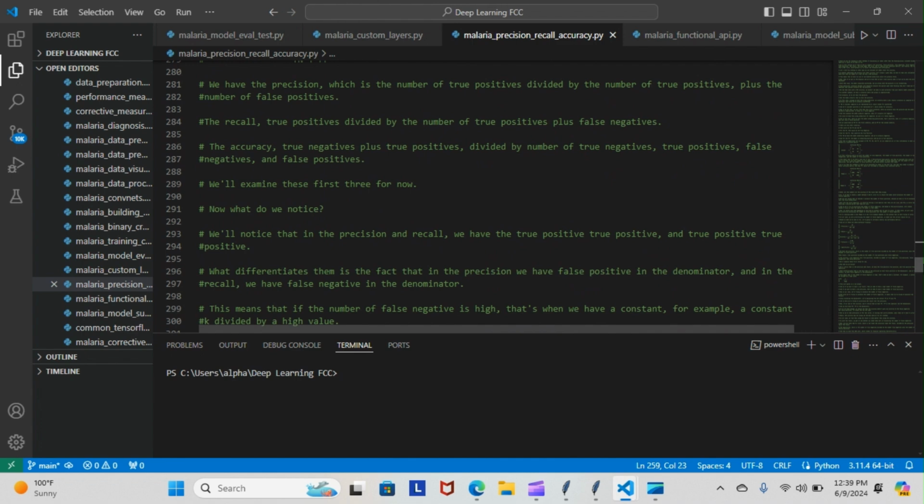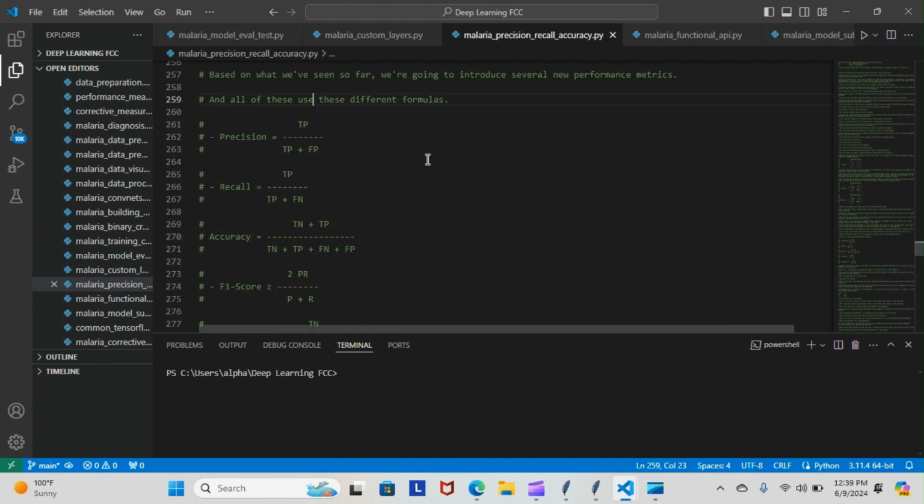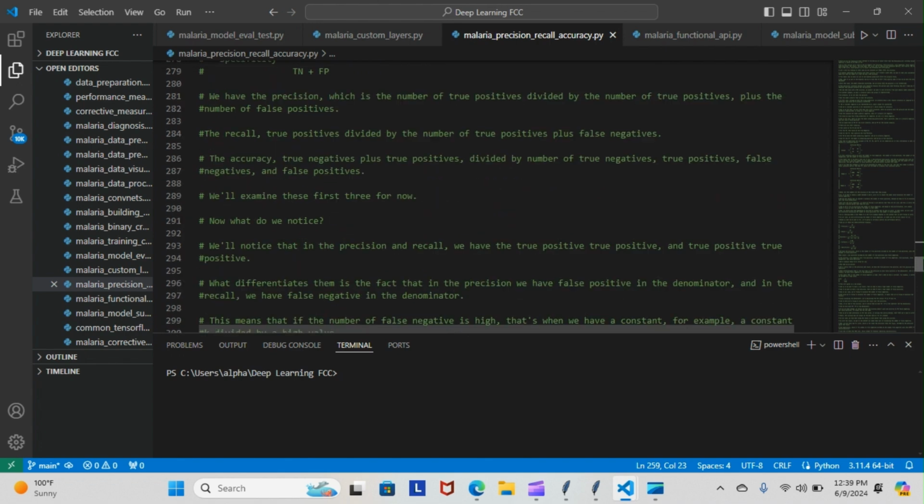What differentiates them is the fact that in the precision we have a false positive in the denominator, and in the recall we have a false negative in the denominator. That's what makes them different. You can see for the precision we have a false positive that gets added to the true positive, and then in the recall we have a false negative that gets added to the true positive. That's what makes those two, the precision and recall, different.